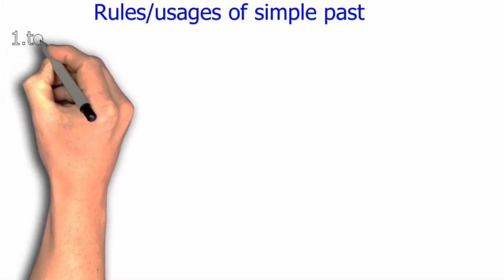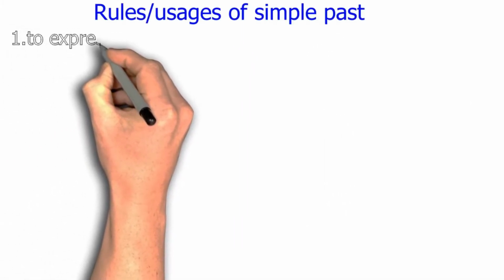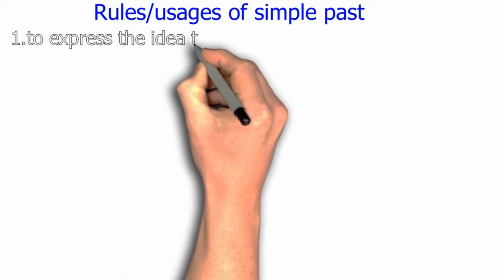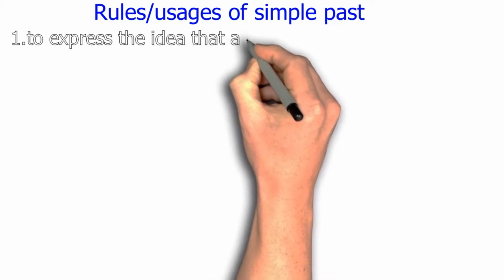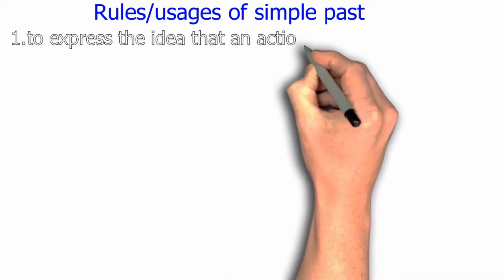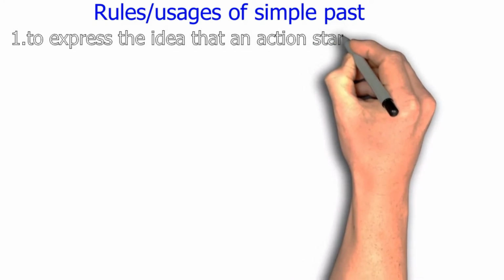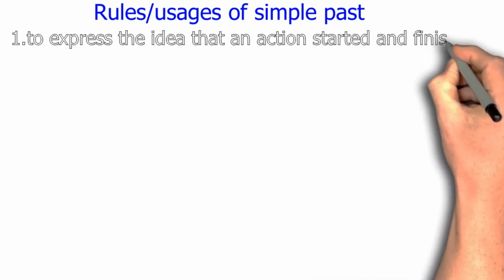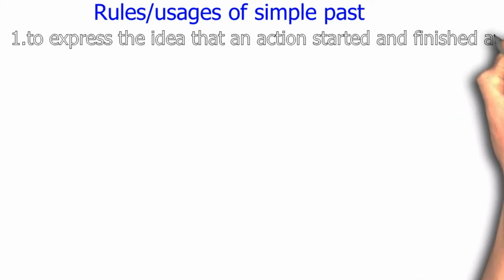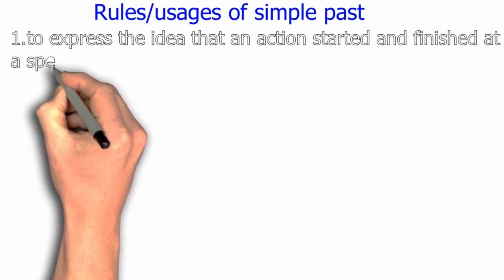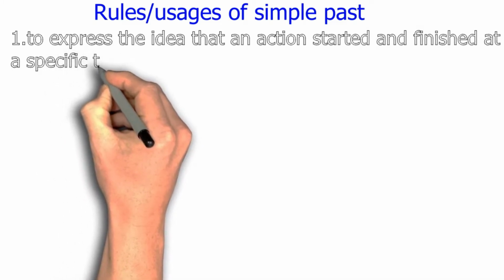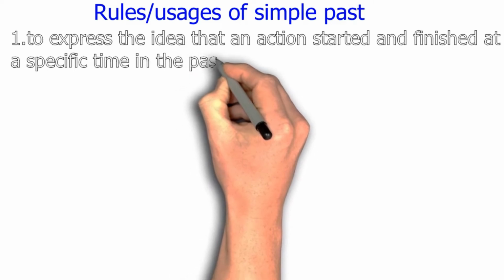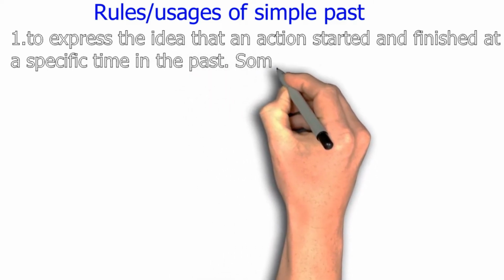Okay, now we are going to learn about the rule or usage of simple past tense. First, we use simple past tense to express the idea that an action started and finished at a specific time in the past.